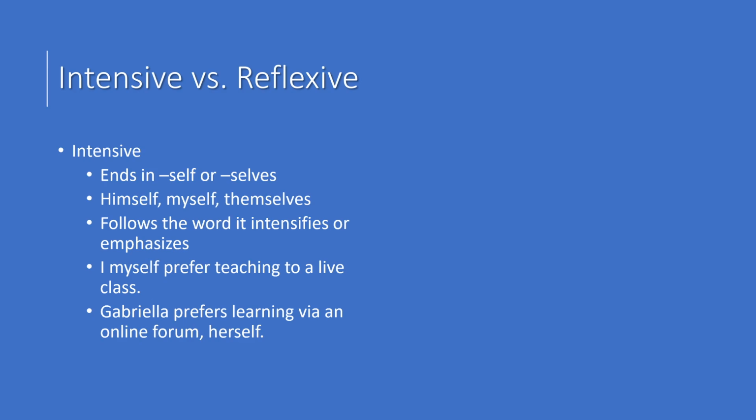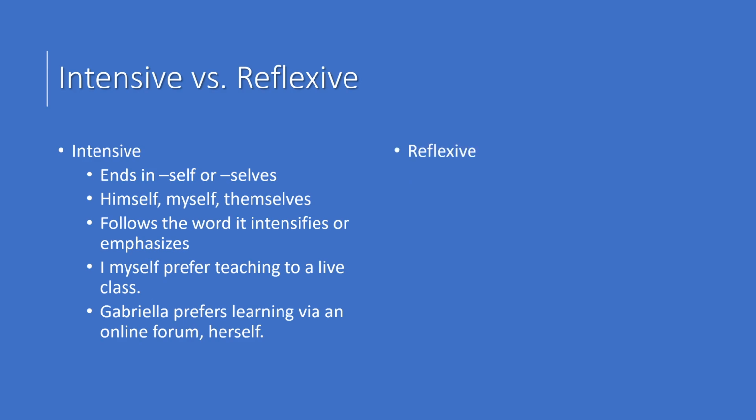Herself. Herself is referring back to Gabriella. It is emphasizing Gabriella. It's not the direct object, the indirect object, or the object of the preposition. It's simply giving emphasis back to Gabriella. So again, it is an intensive pronoun.